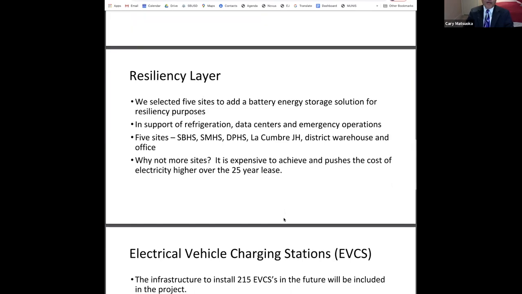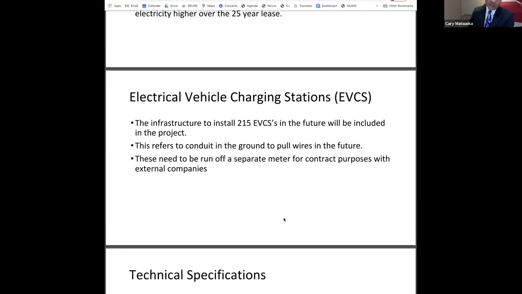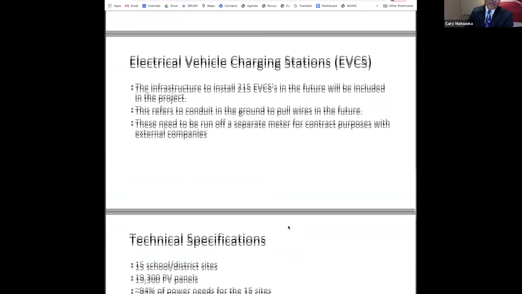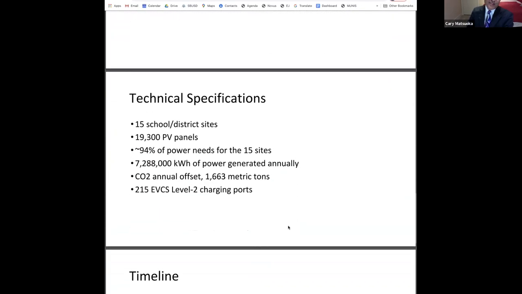All right, electric vehicle charging stations. It is kind of a desert out there to charge a car. Ms. Capps knows this. I experienced it when my garage was inaccessible. You have to hunt around for a charging station. So we are planning out 215 charging stations. We need to add those later because they have to be connected on their separate meter, because we have to do a contract with a ChargePoint or EVgo or some company that runs those. But we will run all the conduit in the ground so that we can put those in at a very reduced cost.